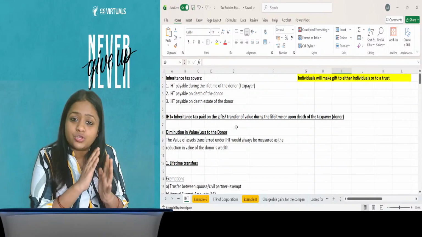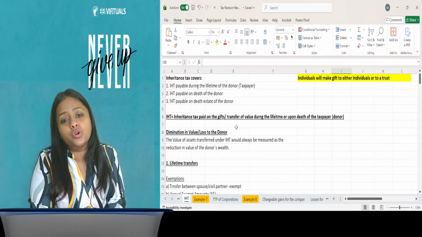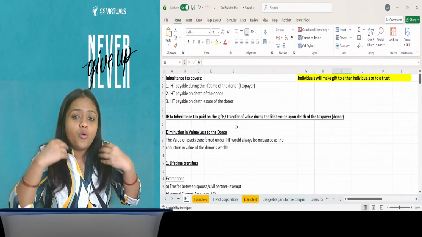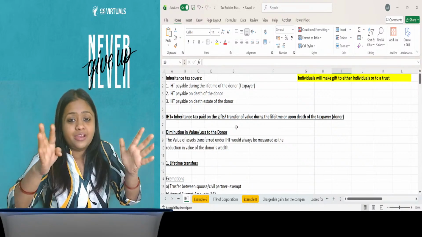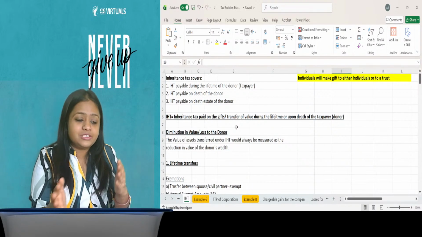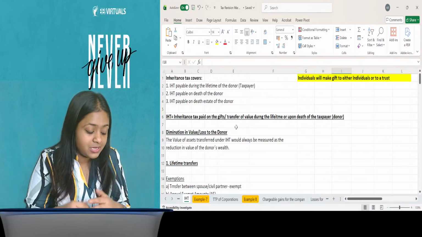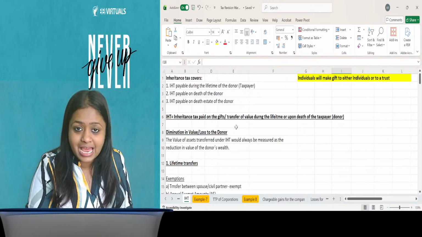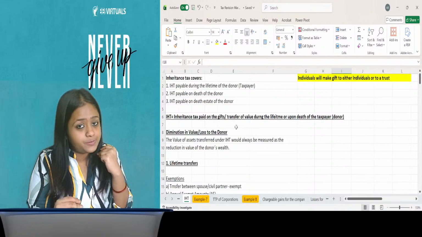So please go through the same and you'll have complete hold of how to do these questions, what are the pointers to be noted, and how to go about them. Now, let's go back to the concepts. So here we are doing inheritance tax, and let's go to the concepts quickly.